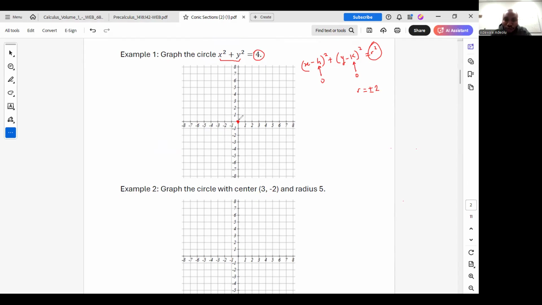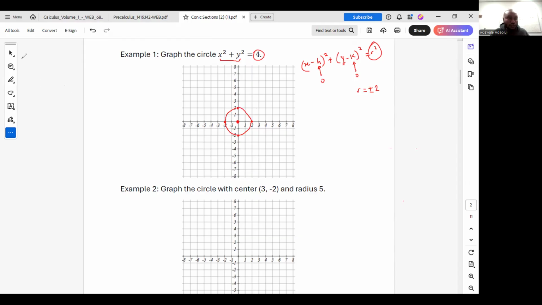So all what you need to do is to come to the center. You count to the right, 1, 2, then make a point. You come to the center, go up, 1, 2, come to the center again, 1, 2, then here, 1, 2, then you can draw your circle. So we have something like that.